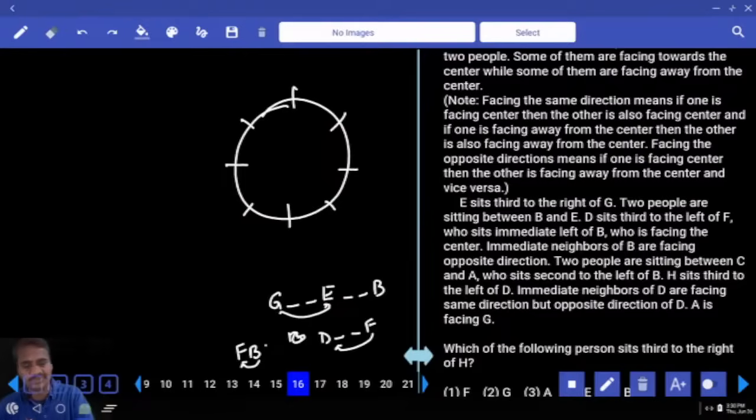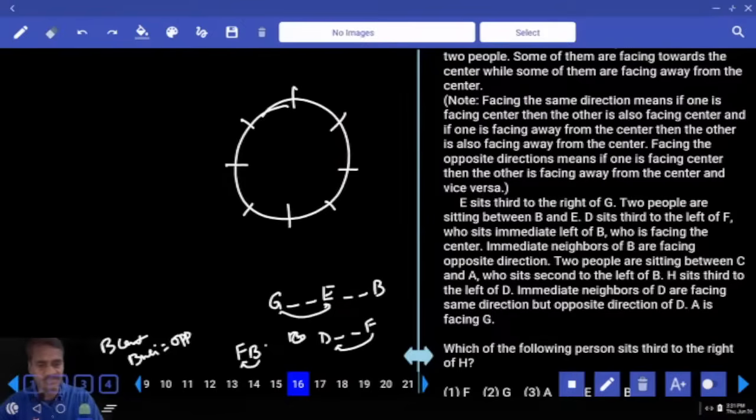B is facing the center. Now where is this B? B is facing the center. B is center. Then next one, the immediate neighbors of B are opposite. B's neighbors face the opposite direction.